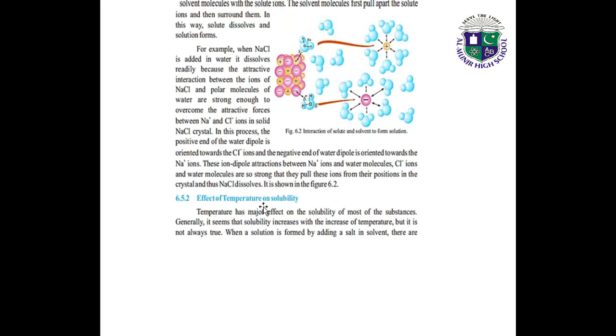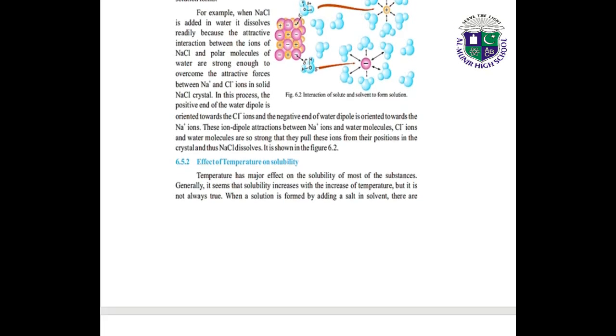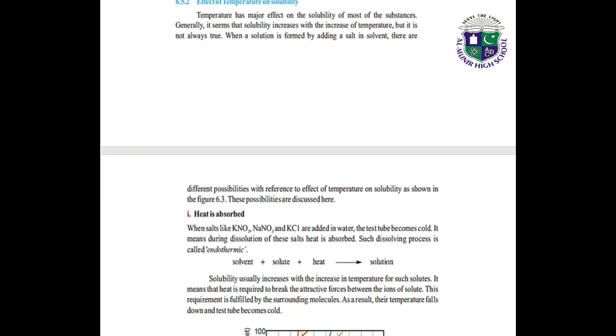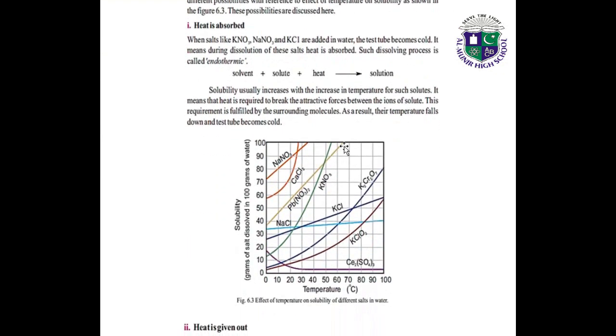Next we have the effect of temperature on solubility. Temperature has a major effect on the solubility of most substances. Generally it seems that solubility increases with the increase of temperature, but it is not always true. When a solution is formed by adding a salt in a solvent, there are different possibilities with reference to the effect of temperature. Heat is absorbed when salts like KNO3, NaNO3 and KCl are added in water, so that it becomes cold.